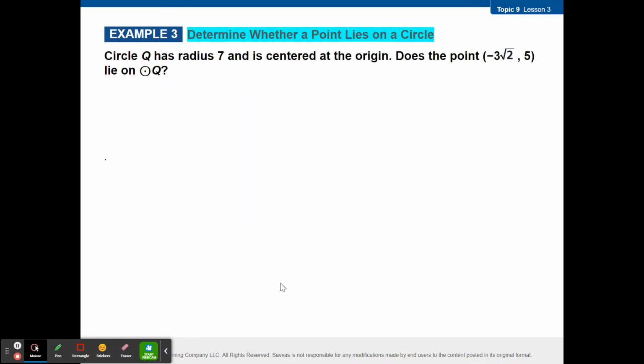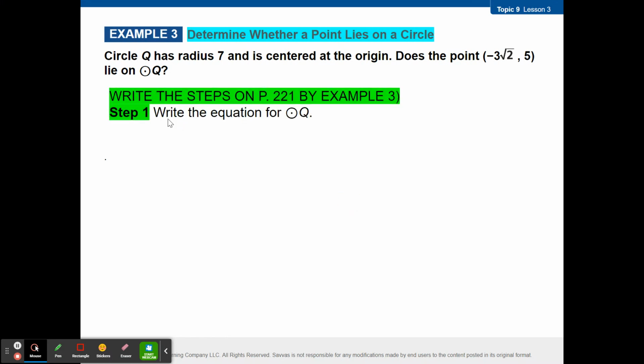All right. Last part. Determine whether a point lies on a circle. Circle Q has a radius of 7 and is centered at the origin. Does the point negative 3 square root 2 comma 5 lie on circle Q? So our first step is, again, let's write that equation for circle Q. The center's at the origin, which is telling me that I'm just going to have x squared plus y squared, right? Because we're not going to subtract 0. Equals 7 squared, which is 49. Everybody with me so far?